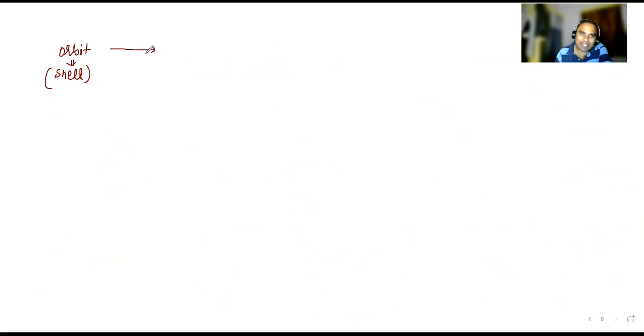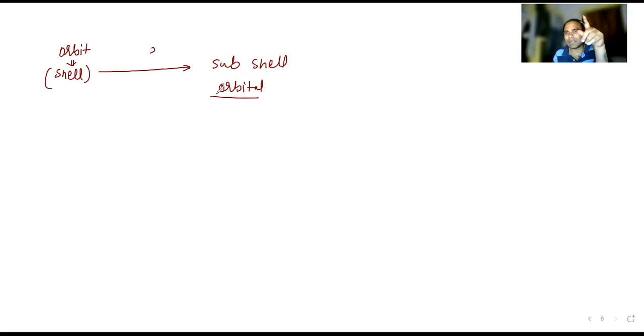The shell is split into subshells. A subshell is called an orbital. It means one orbit can have many orbitals. Let's try to understand in different ways. Suppose the orbit numbers can be K, then L, then M, then N, then O. So many will go.